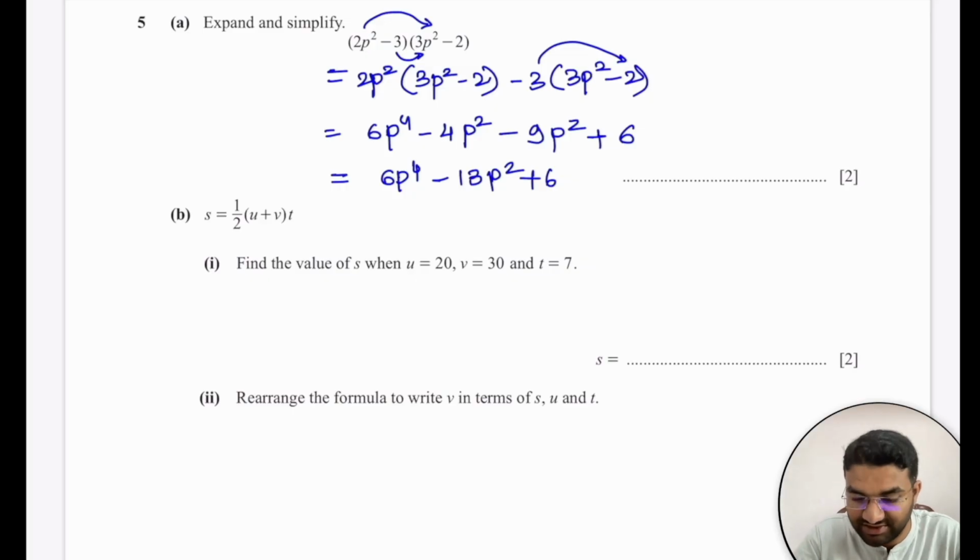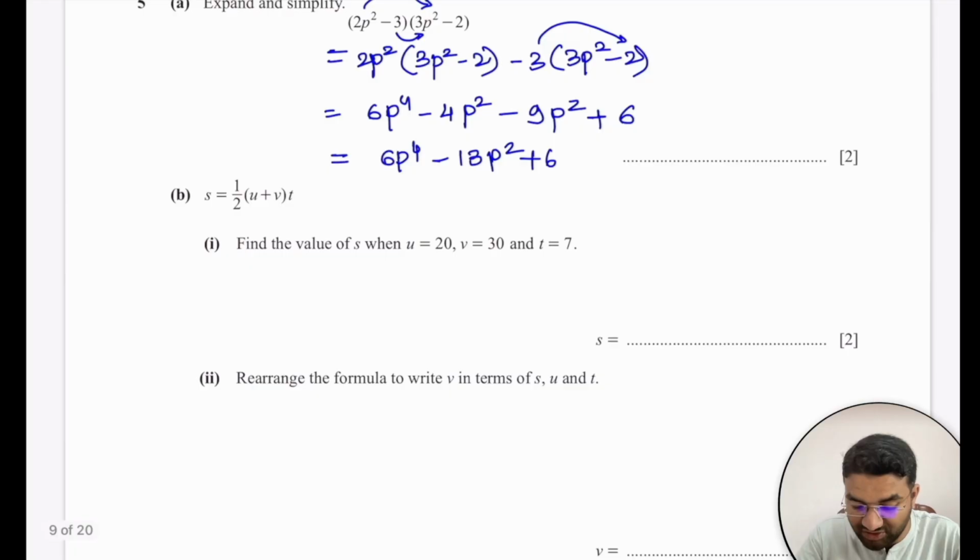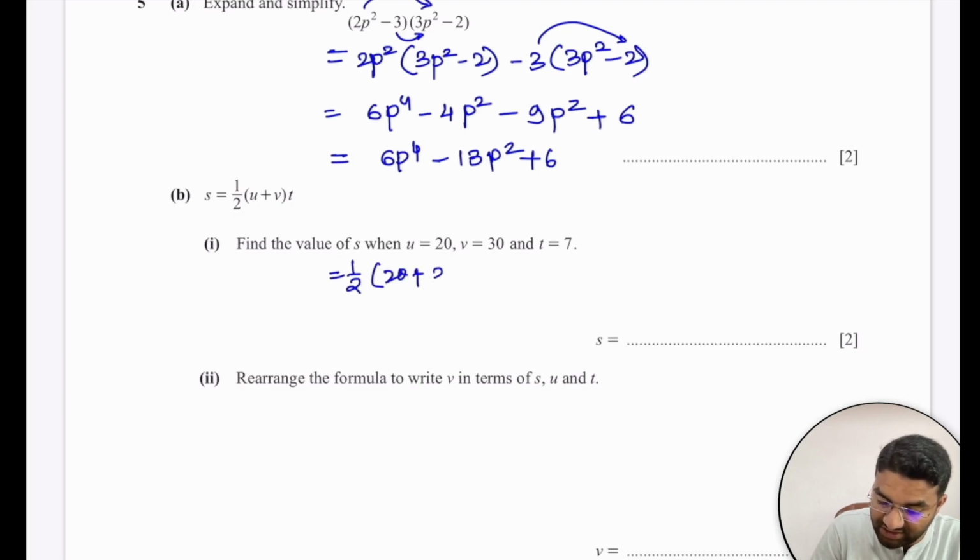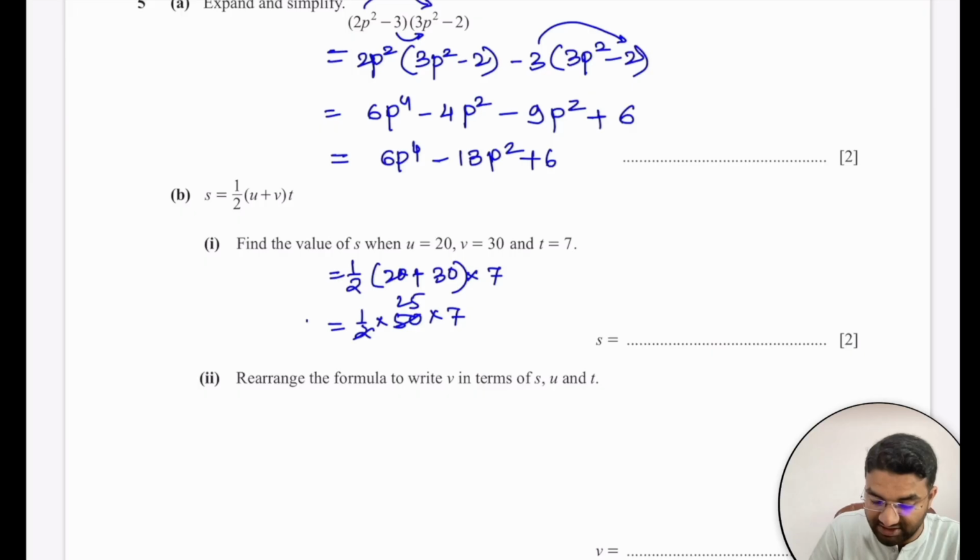This is a 2 mark question. You have to write down 3 steps, half, 1 mark, done. Then next, find the value of s if u is equal to 20, v is equal to 30, and t is equal to 7 given. So s is equal to 1/2 (u plus v) times t, 1/2 times (20 plus 30) times 7. Simplify: 20 plus 30 is 50, 1/2 times 50 is 25, and if you do the calculation in your calculator, 25 times 7 is 175.